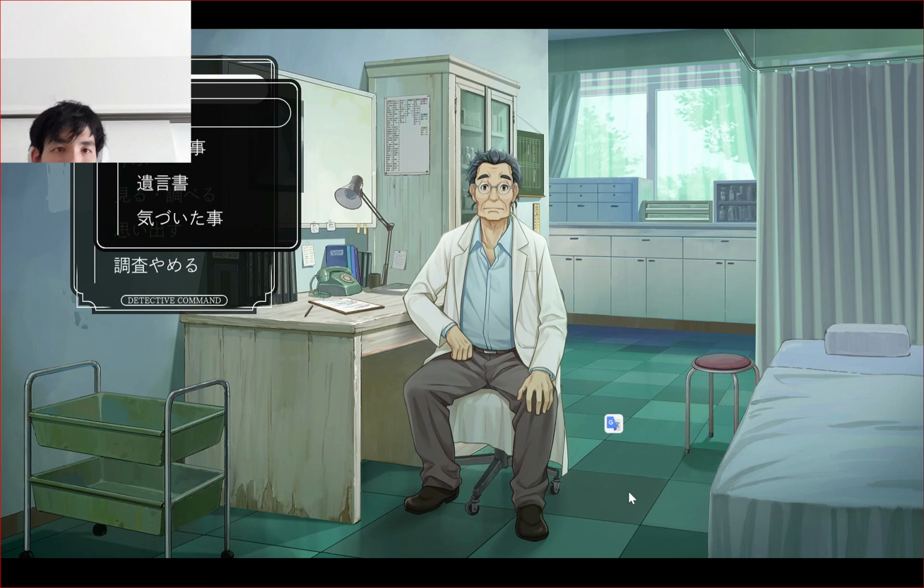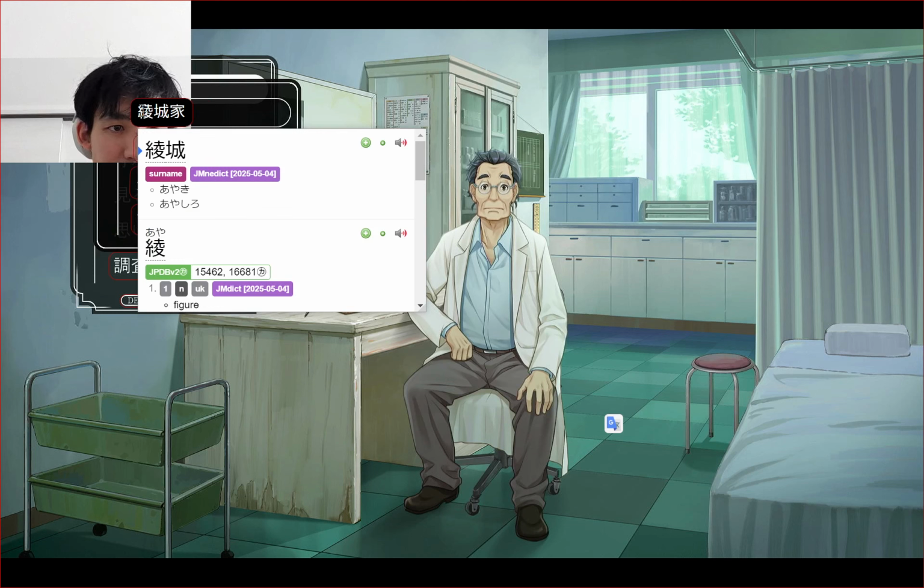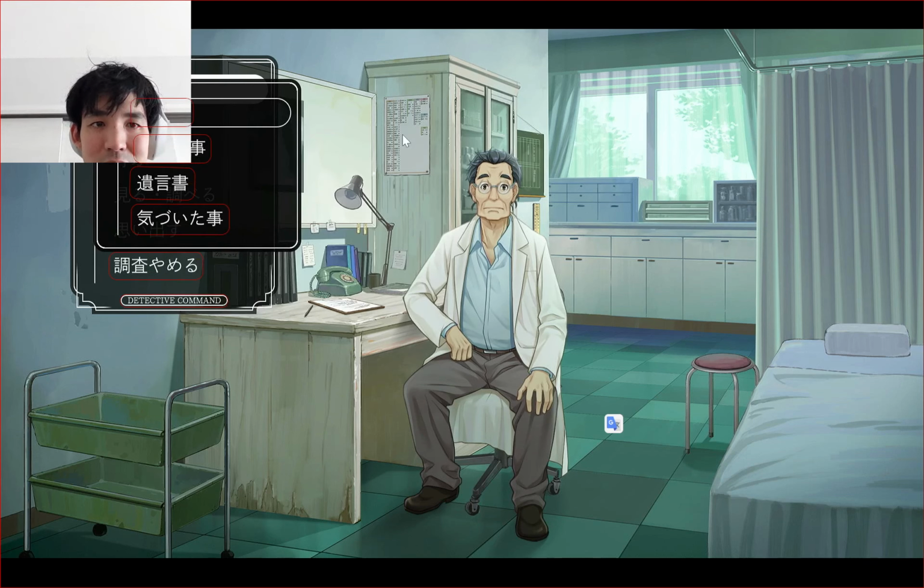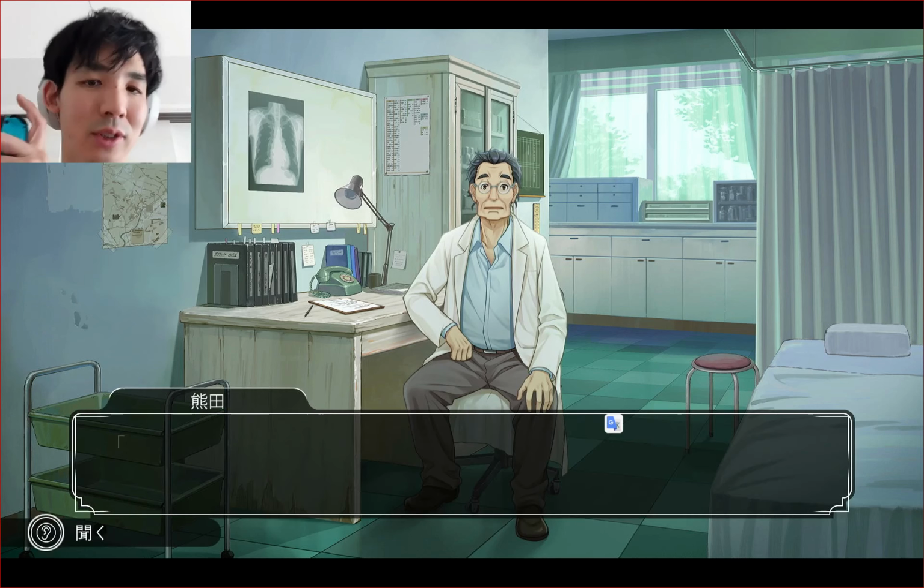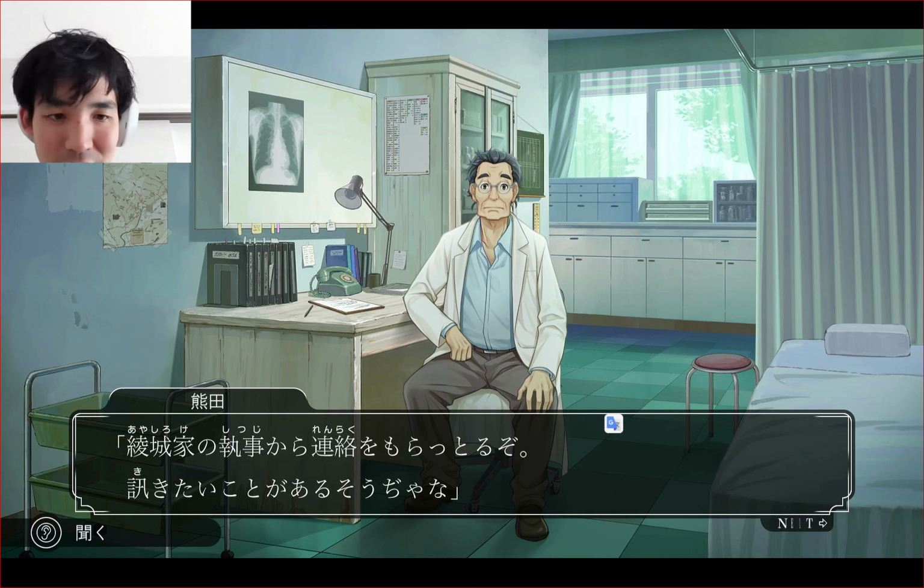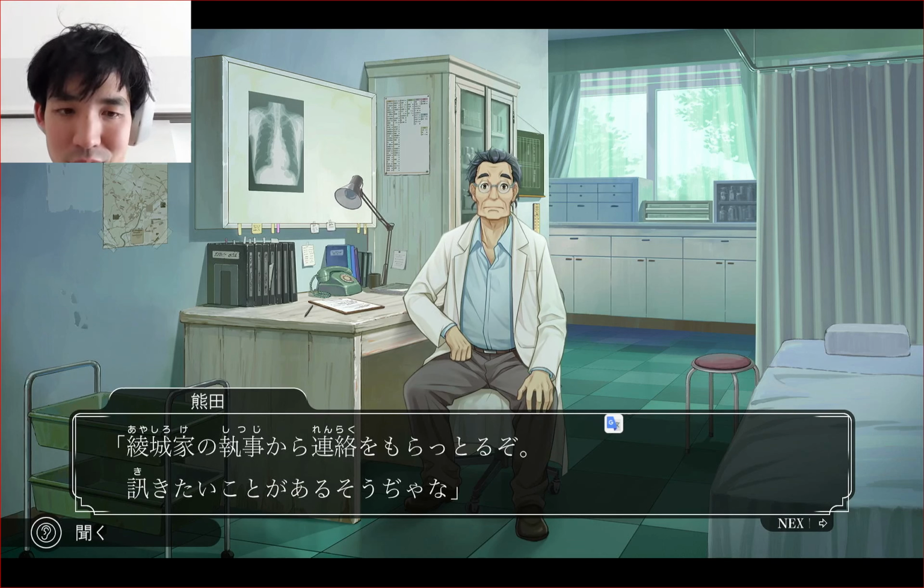Okay. So this is the house. I forgot how to read this kanji already. Let's translate it. This is ayaki ka. It says ie here, but that's just the word by itself. When you put it next to the name, it's ayaki ka. 綾代家の執事から連絡をもらっとるぞ。聞きたいことがあるそうじゃな。Okay, now we know the right reading. Ayashiro ke. Ayashiro ke no shitsuji, that's the butler again. So the butler of Ayashiro ke, that's like the household, Ayashiro house.